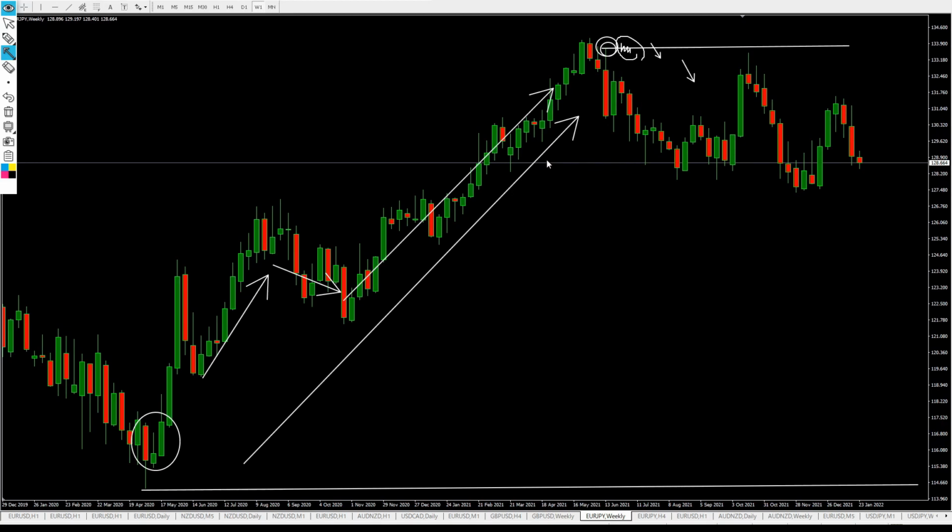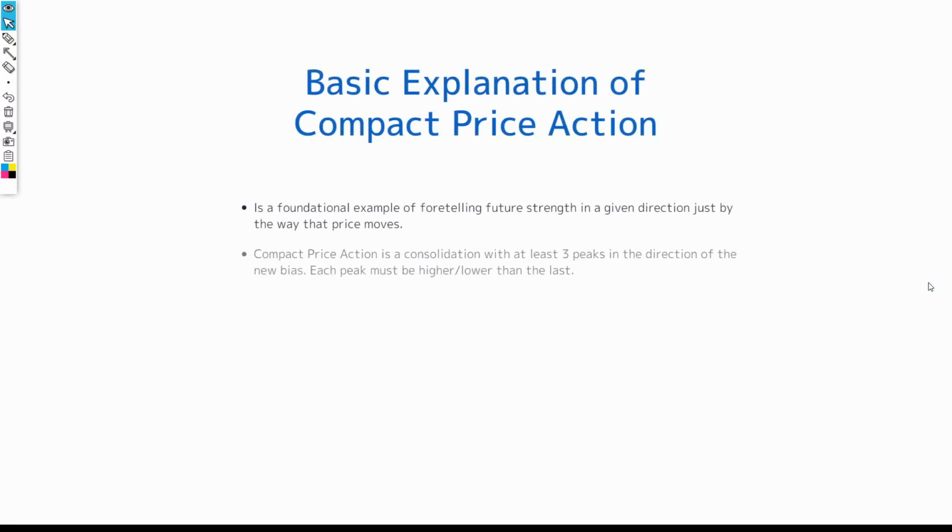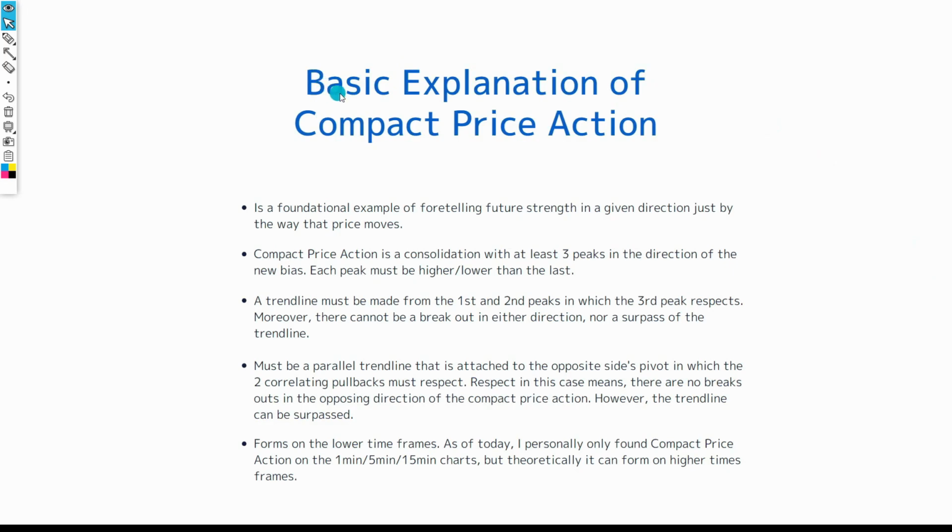Okay, so those are the two examples of compact price action that formed last year on the pairs that I post on this channel. Okay, now let's go on to a basic explanation of compact price action. Okay, so a basic explanation of compact price action.